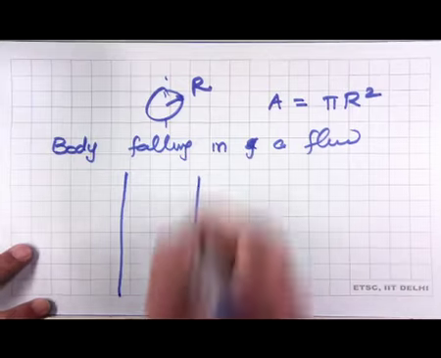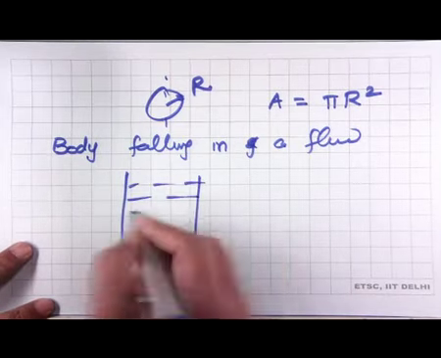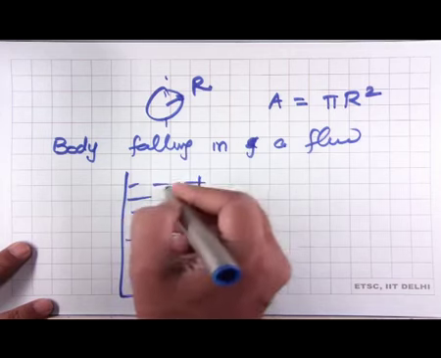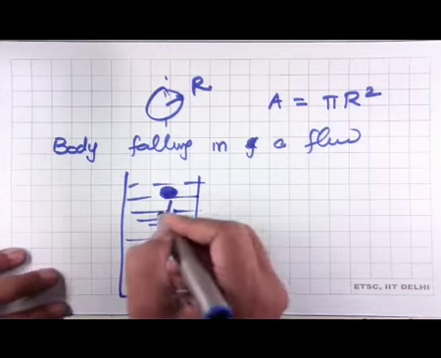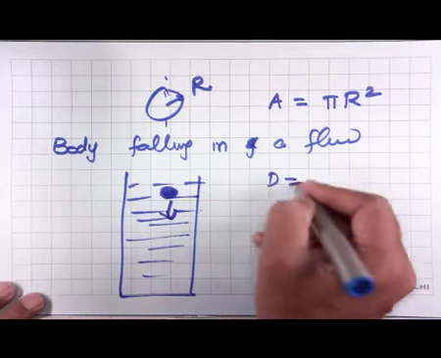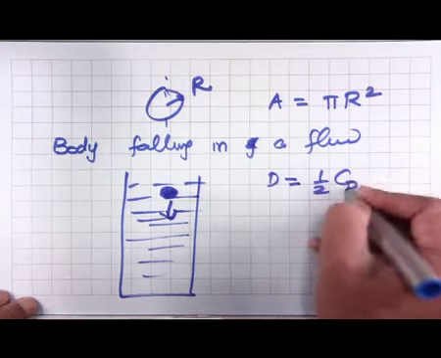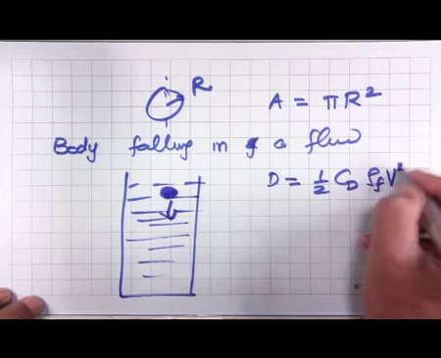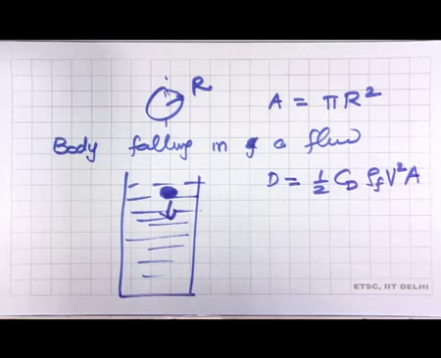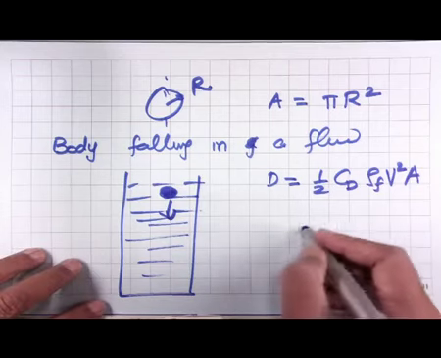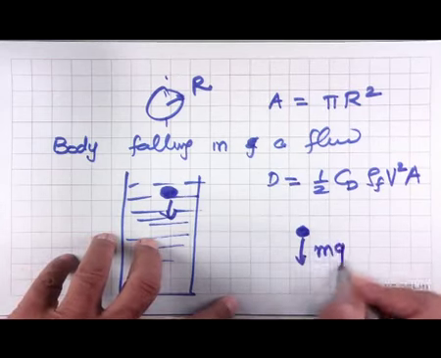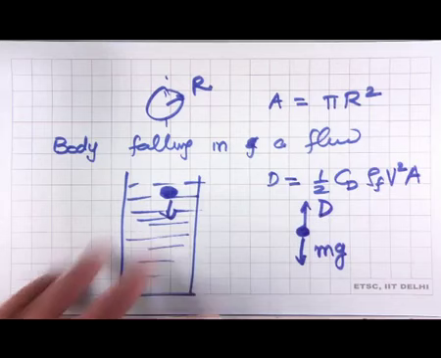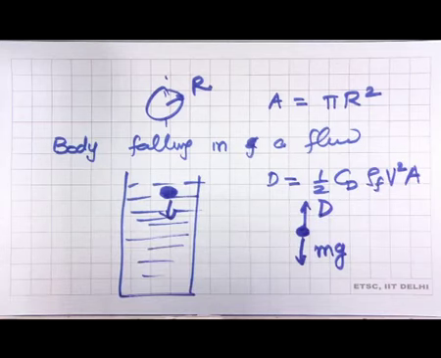So, suppose we have a tube filled with fluid and a body falling in the fluid. In this case, the drag force is equal to half into C d into rho f into v square times A. If I draw the free body diagram of the falling body, its weight is acting down, and in this direction we have the drag force which is acting upwards.